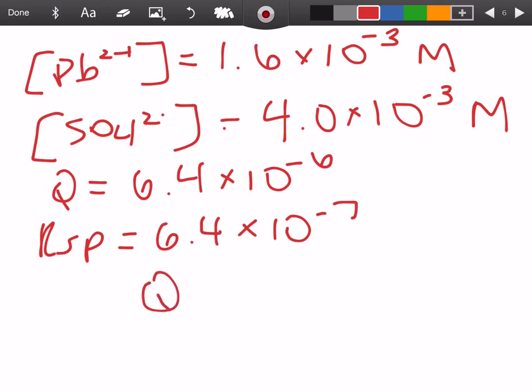So when I compare those, my Q is larger than my KSP. That means I have too many ions and I need to get rid of some of those ions and turn them into solid. So a precipitate will occur here because my Q is larger than my KSP. Hopefully we were all able to figure that out.